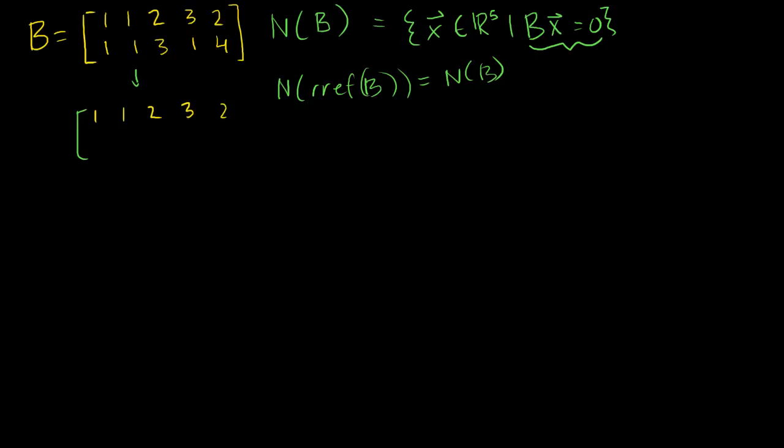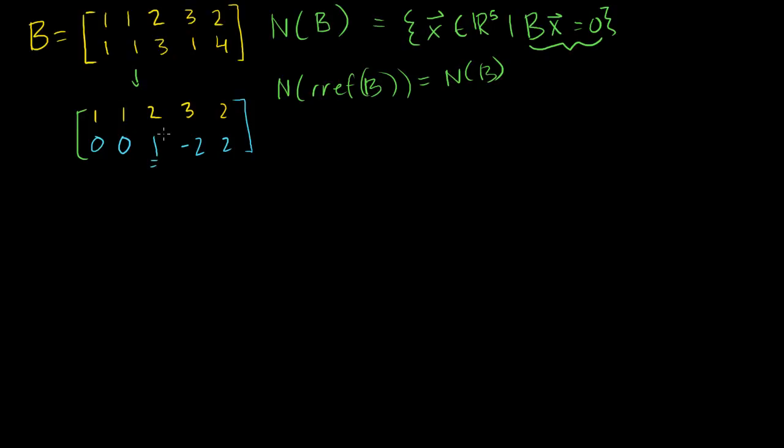And then row 2 minus row 1. 1 minus 1 is 0. 1 minus 1 is 0. 3 minus 2 is 1. 1 minus 3 is minus 2. 4 minus 2 is 2. We're almost there. Let's see. So this is a free variable right here. This is a pivot variable right here.